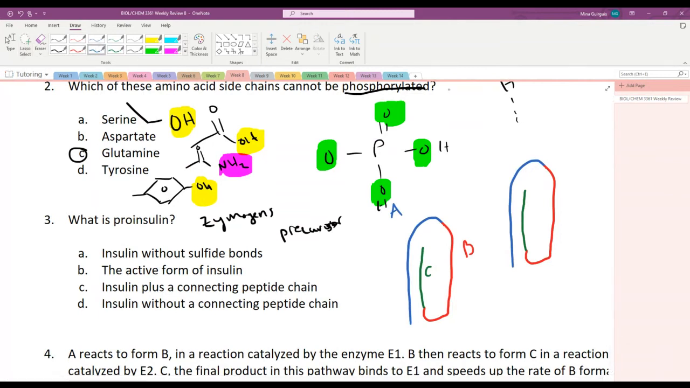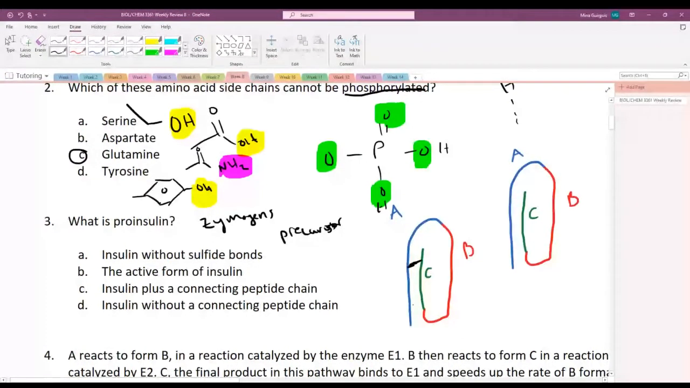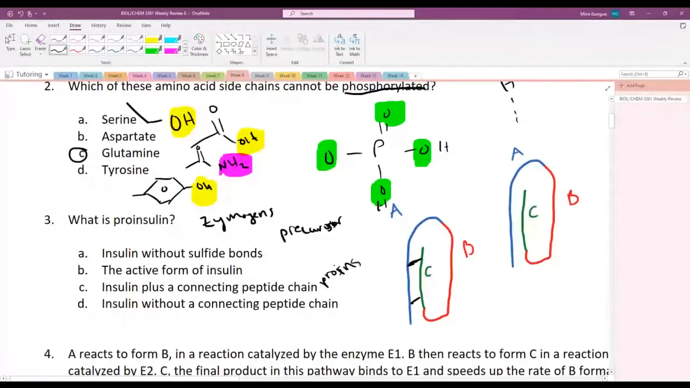So anyways, yes, it's been translated and it takes on this shape. The reason it takes on this shape is because there are disulfide bonds here. So this we're going to label pro-insulin. Once these disulfide bonds have formed, B is there to connect A and C so that they can form that disulfide bridge together.